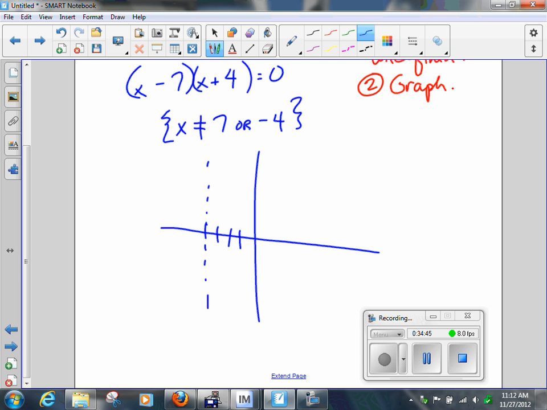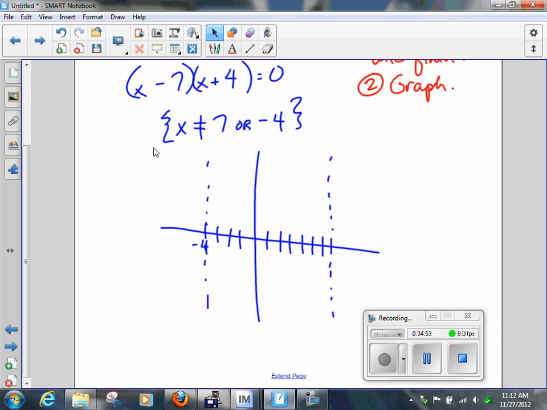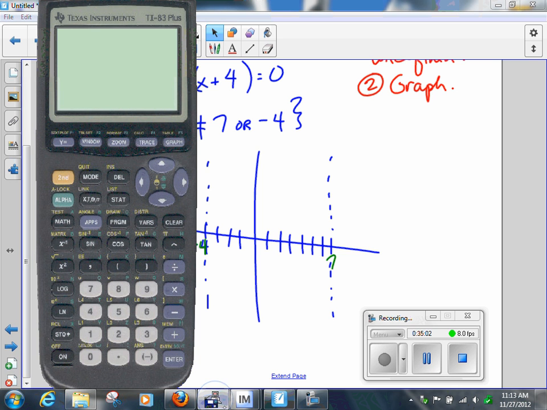1, 2, 3, 4. 1, 2, 3, 4, 5, 6, 7. Folks, we've got -4. We've got 7. And now's when I'm going to put it in the calculator to check it, because you got to graph it.